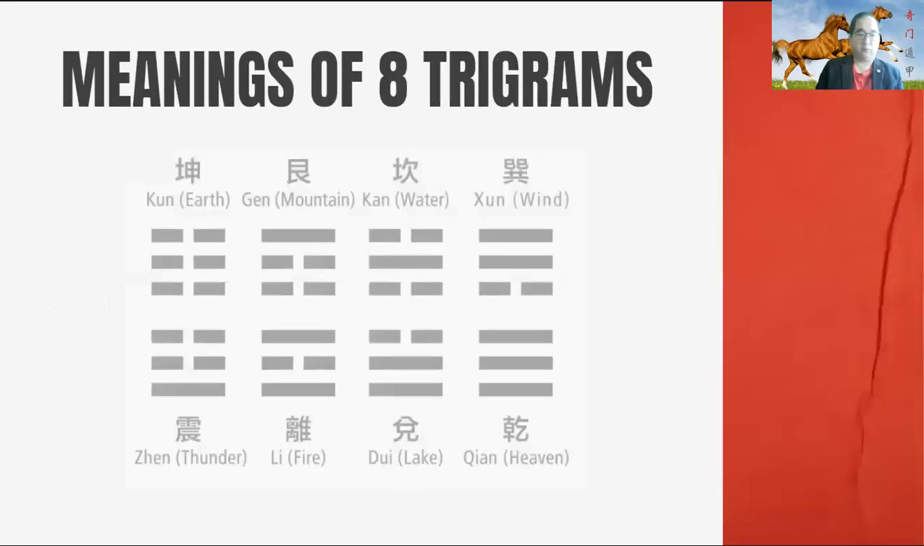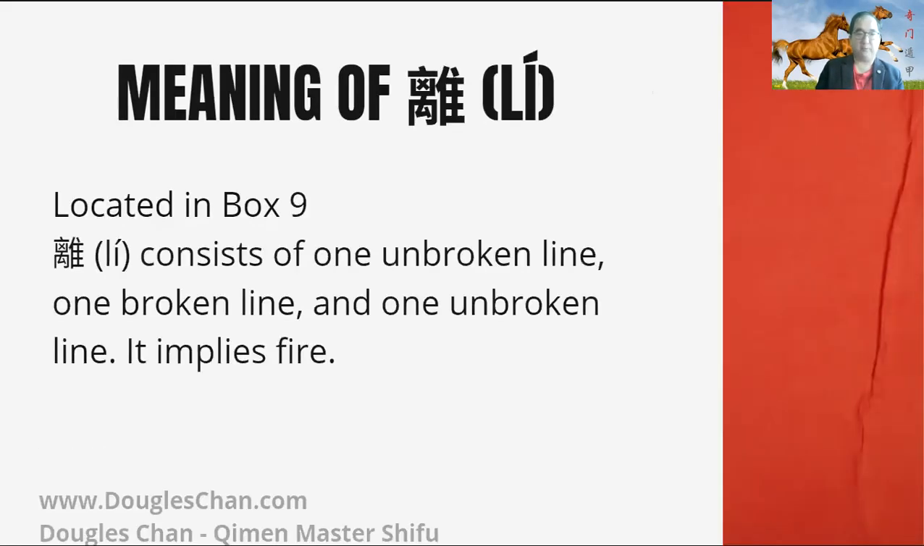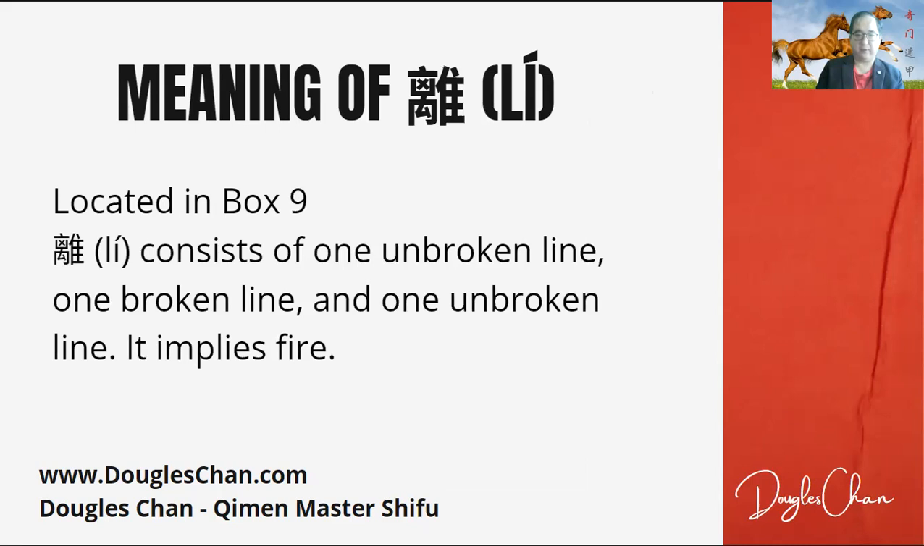Okay, next we move to Li. Li stands for fire, which is box number 9, the highest in the Qi Men Dun Jia box, with one unbroken line, one broken line, and one unbroken line. So fire is in box number 9, at the very top of the box. In a high fire environment, if your symbol is within the fire environment, what does it represent? We also have to consider your element and the symbol information.